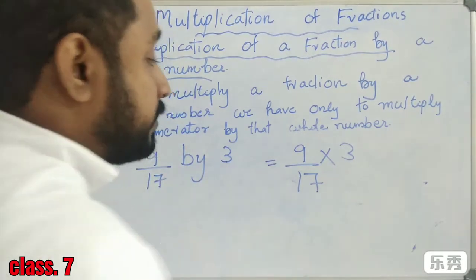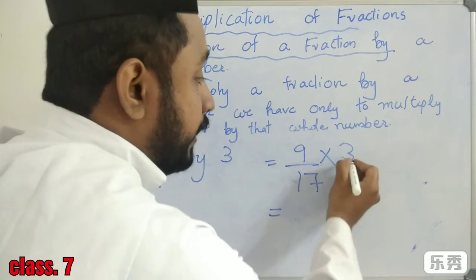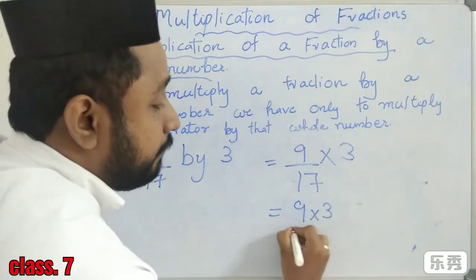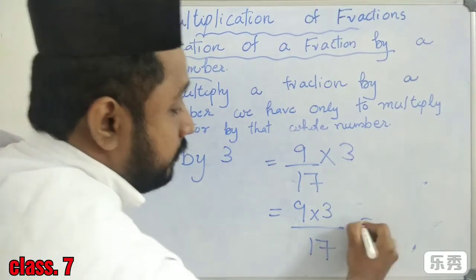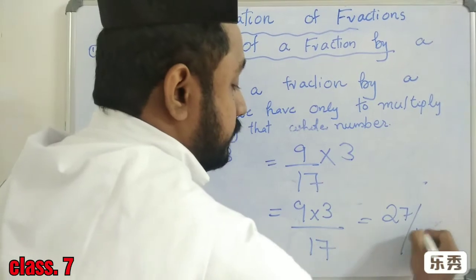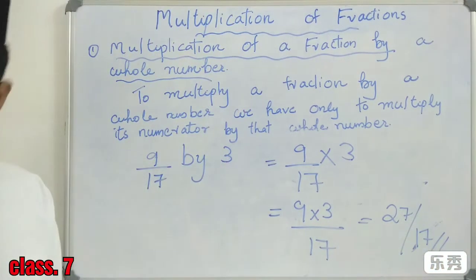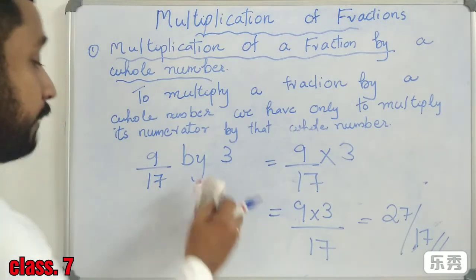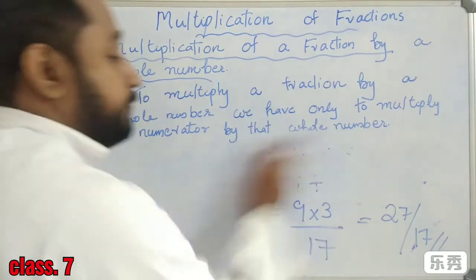So, when you multiply 9 by 17 with 3, which is equal to multiplying this whole number with the numerator. That is 9 into 3 by 17. So 9 into 3, 27 by 17. Another question is 2 3 by 5 by 10.